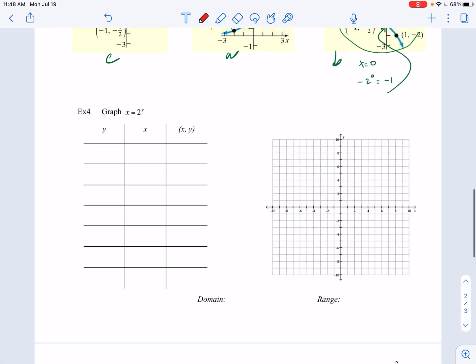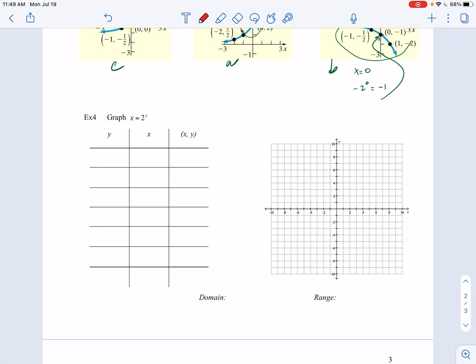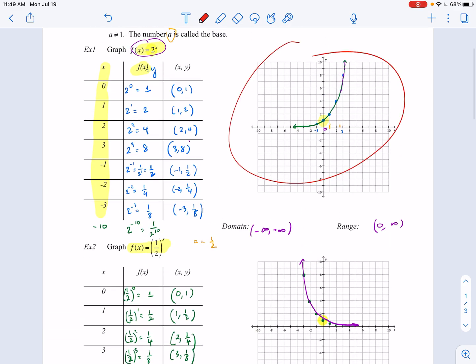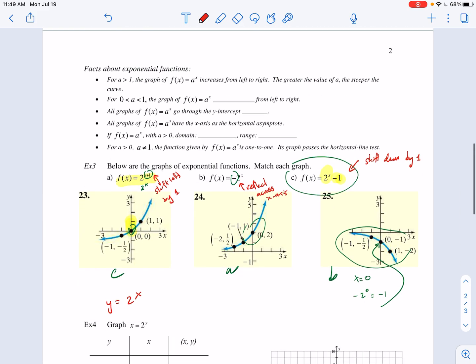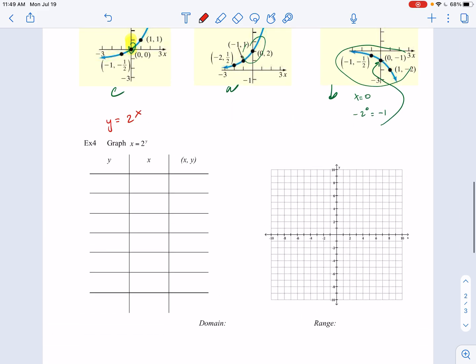I'm going to let you work on this example on your own. What would happen if we have x equal to 2 to the y? So instead of y equal to 2 to the x, which is the graph that we have here, right? So that's y equal to 2 to the x. How will this graph change if we interchange x and y right there? I use the word interchange because, as you remember from the last video, we discussed inverse functions. One of the steps to find the inverse formula is to interchange x and y. So I'll let you work on this and figure out what the graph looks like.